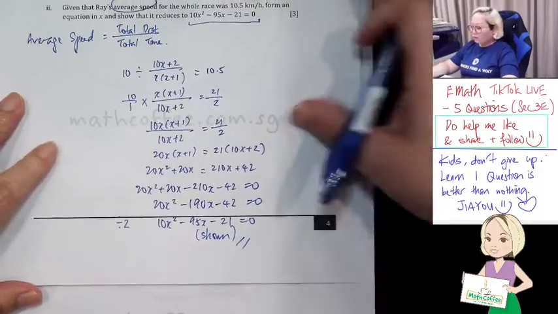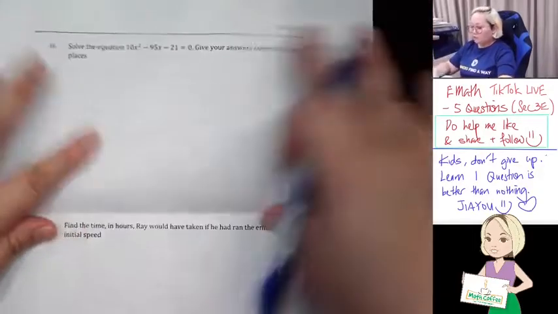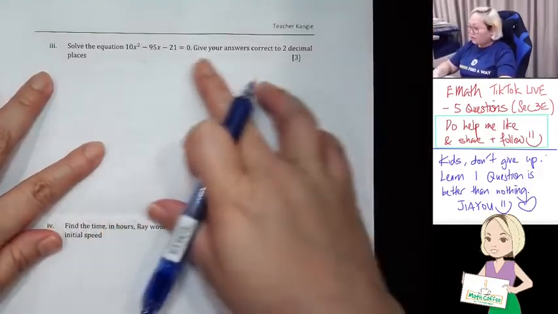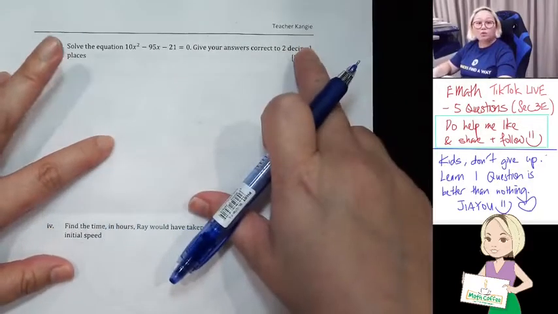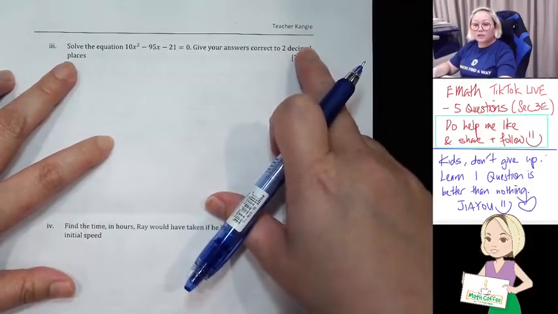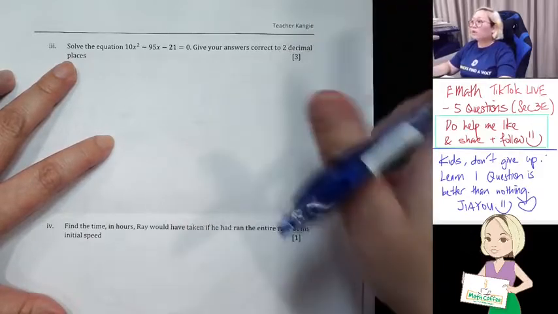Okay, so I have reduced this. Of course, the next part is to ask you to solve. When they ask you to solve the equation, give your answer correct to 2 decimal places. This part, see, correct to 2 decimal places. They're already hinting that you're going to use the quadratic formula.